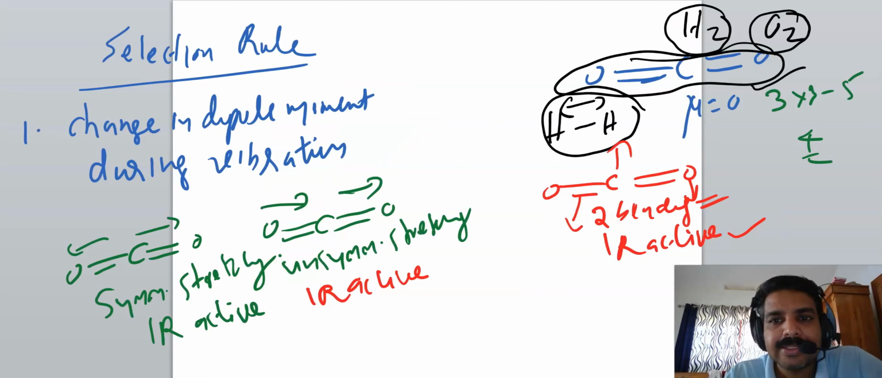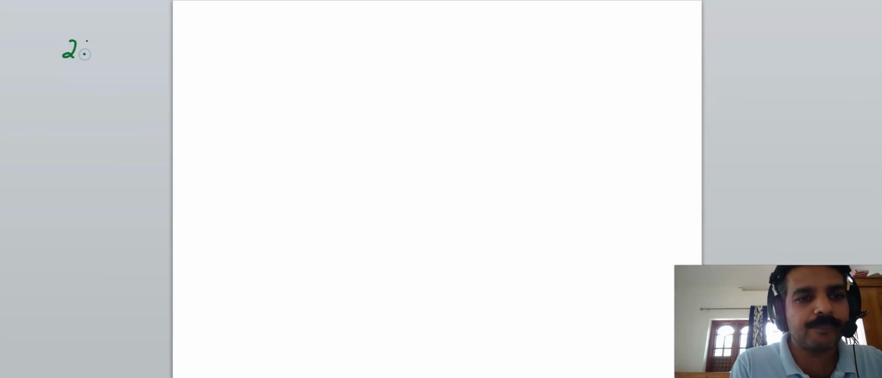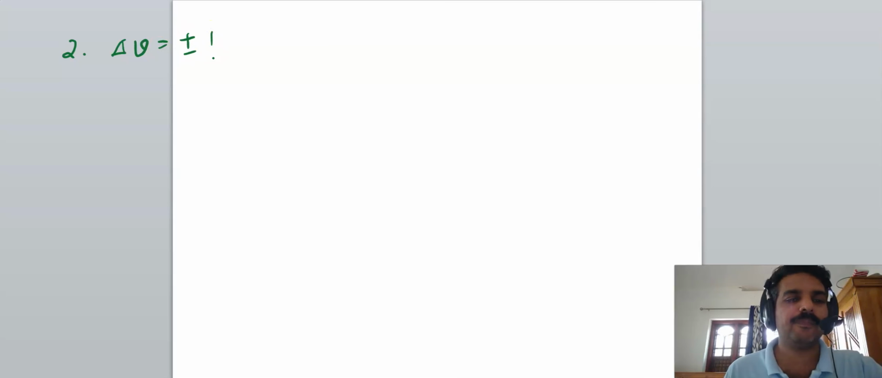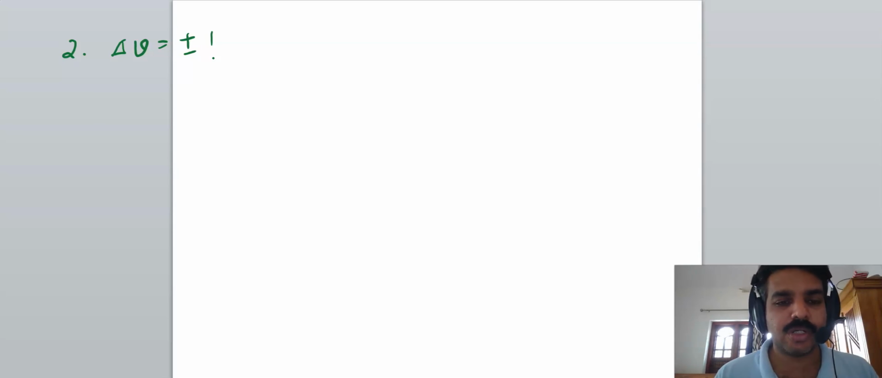Okay, the next selection rule for vibrational transition, for a simple harmonic oscillator, is delta V is equal to plus or minus 1. That is, only transition to the next higher level is allowed. All other transitions are forbidden in the simple harmonic oscillator approximation only.